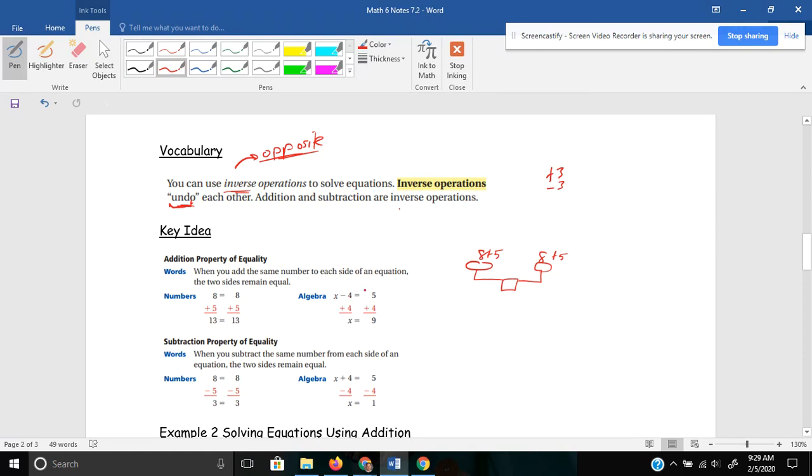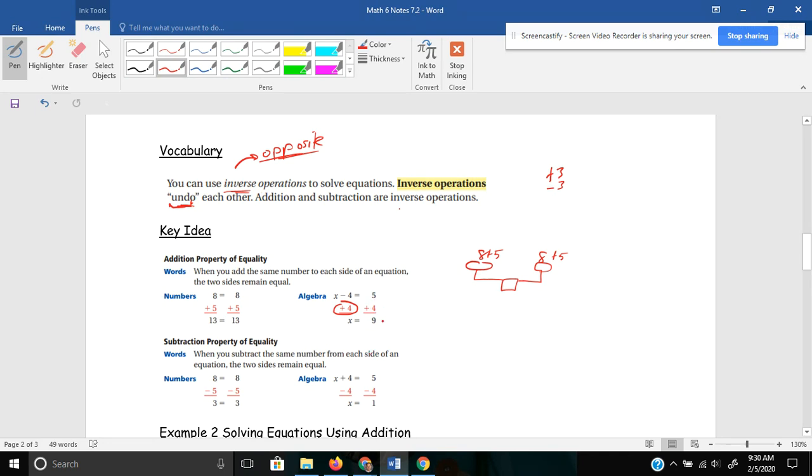So we have x minus 4 equals 5. You can see here what they did is they did the inverse operation. So instead of subtracting 4, they undo that operation by adding 4. And if you add 4 to the left-hand side of your scale, notice they added 4 to the right-hand side of the scale as well.